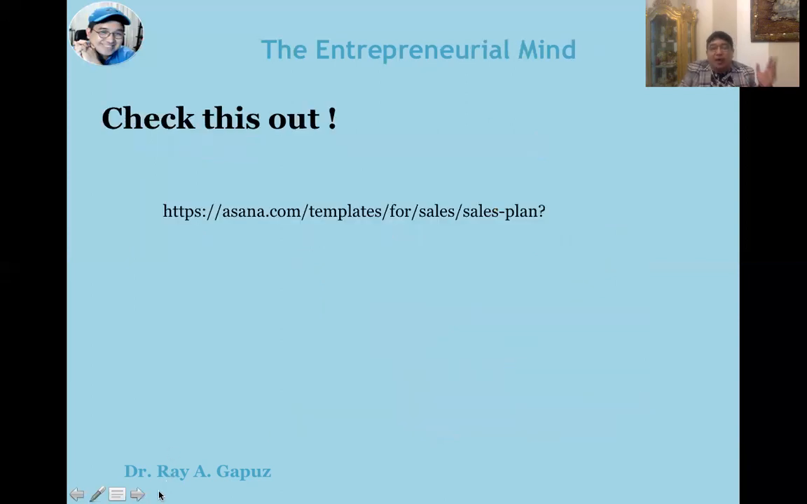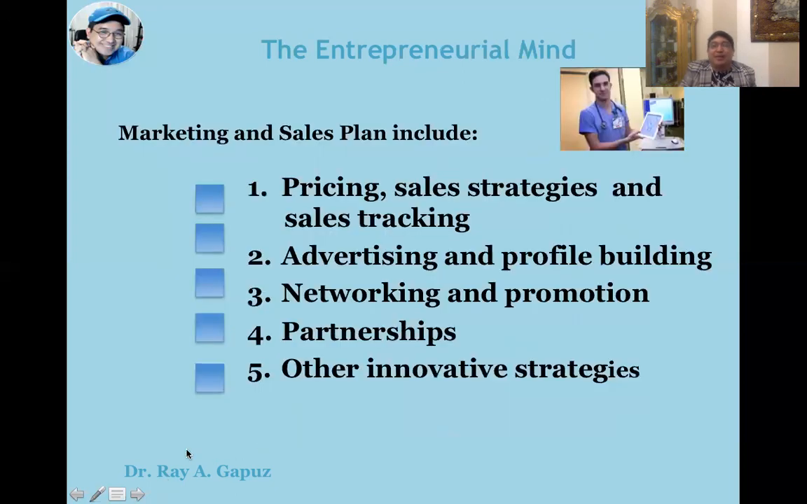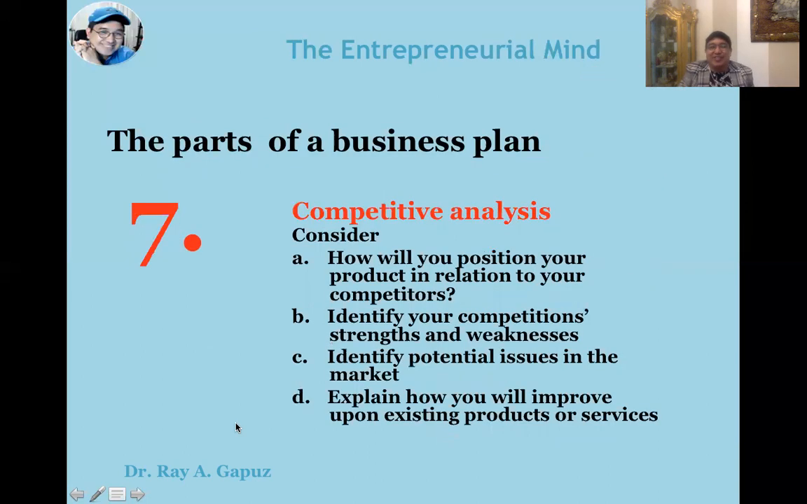And if you want to make your life once again easier, check this out. That's asana.com. You have templates for your sales plan. So let's move on. The marketing and sales plan checklist includes your pricing, sales strategies and sales tracking, advertising and profile building, networking and promotion, partnerships, and other innovative strategies. Business plan part number 7, your competitive analysis.